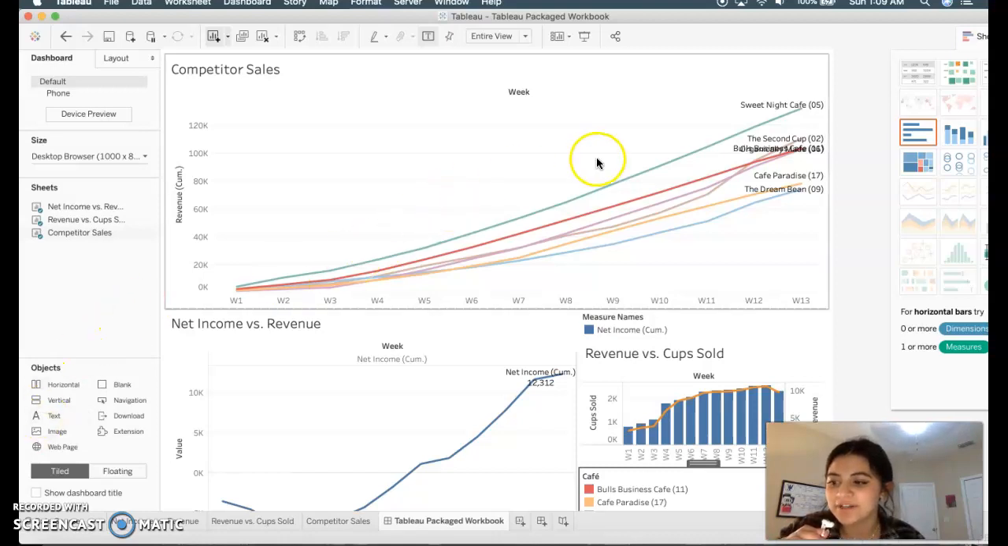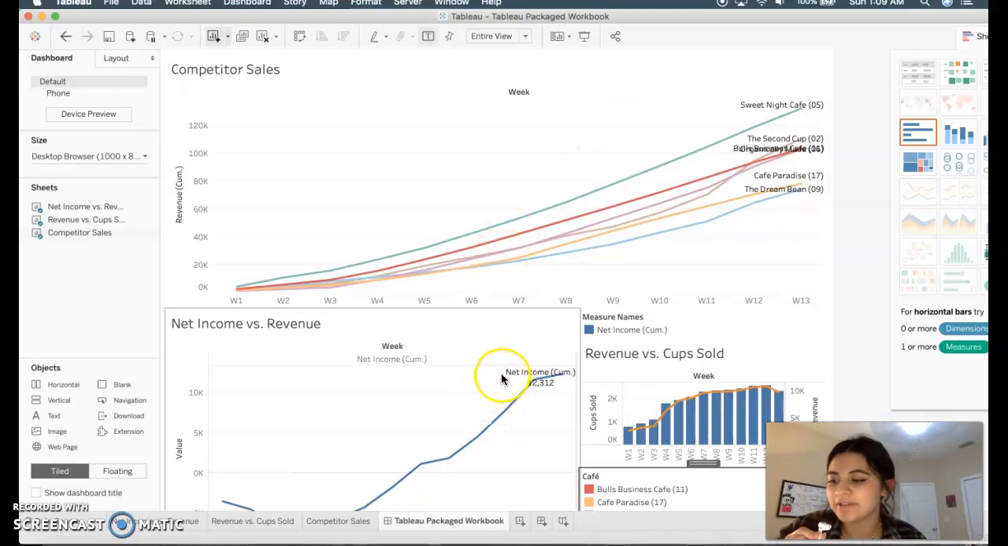So the first graph here depicts our competitors' sales in comparison to our own. As you can see, according to the data used in this particular graph, we are doing quite well in comparison to many of our competitors. We have a few other coffee shops shown in light colors here, and then ours, Bull's Business Cafe, is in red.